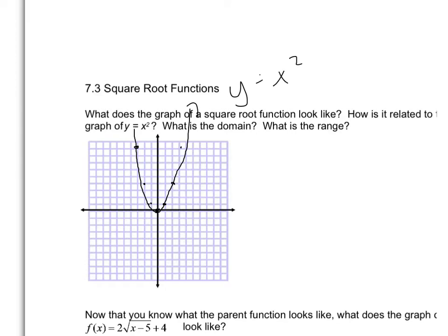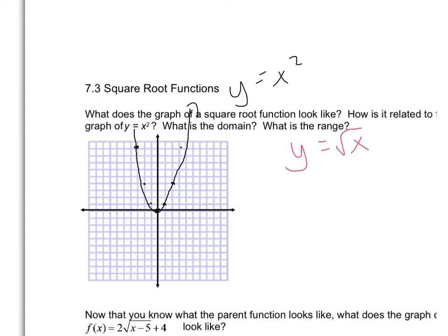How is that related to the graph that we really want to find, which is y equals the square root of x? Well, remember last night you did the inverses. These are inverses of each other if we limit the domain, if we only look at the right-hand side of this where things are positive, because we can only pick positive x values to get the positive out here.